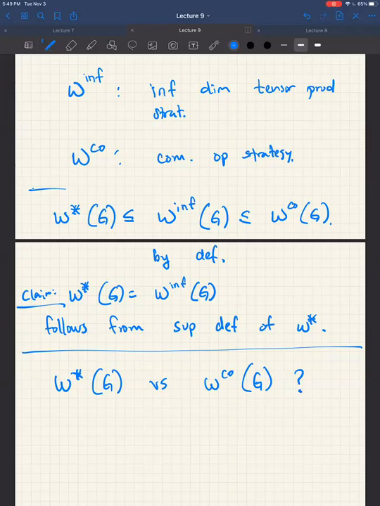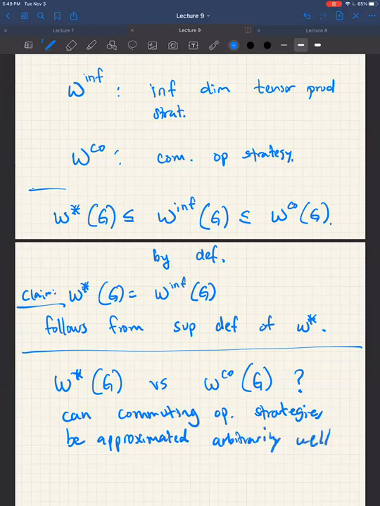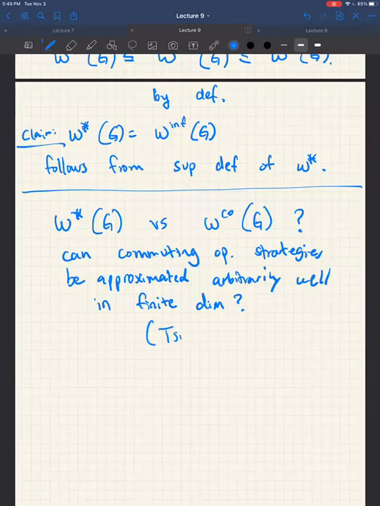And this is the mathematical physics question: can commuting operator strategies be approximated arbitrarily well in finite dimensions? And this question is known as Tsirelson's problem. Right, so remember, Tsirelson is the guy who proved that the CHSH game has this 85% maximum winning probability. Well, he also raised this question.